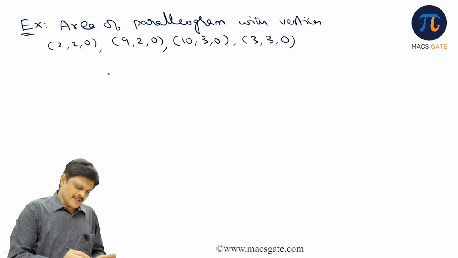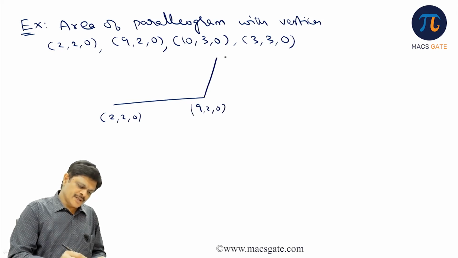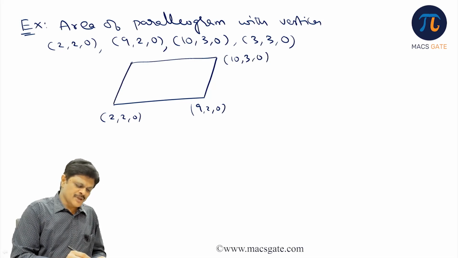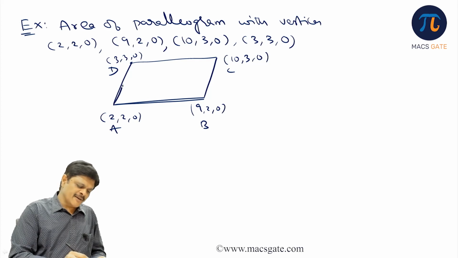Now let us see the following example. This is a parallelogram with the vertices (2, 2, 0), (9, 2, 0), and this is something like say (10, 3, 0). Not to scale, so don't plot it and check. I'm just showing you the 4 vertices ABCD, and the other one is (3, 3, 0). So ABCD are the 4 vertices. Am I clear? So you just need the vector AB and vector AD.